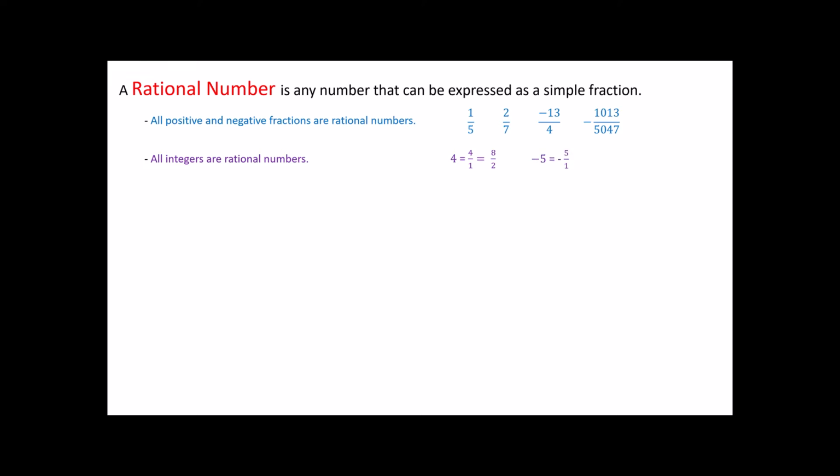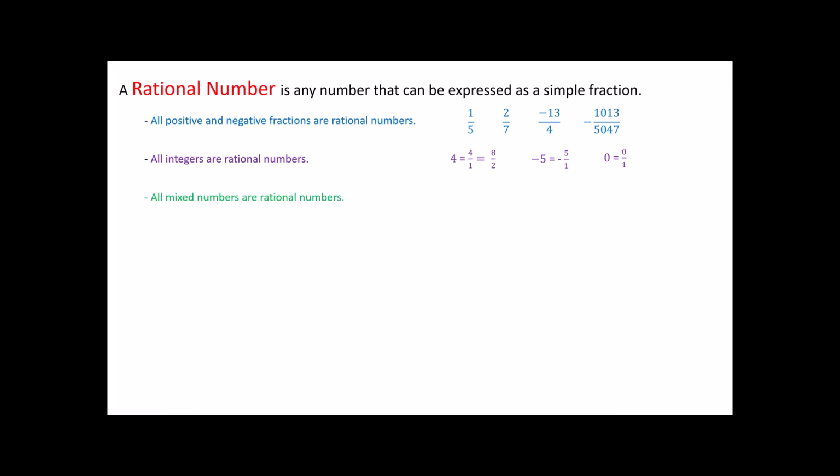If I have a negative integer like -5, I could do the same thing, -5 over 1. It doesn't matter if I put the negative sign on top or on bottom or even off to the side, it all has the same value. And even the integer 0 can be written as a fraction because it could be 0 over 1.